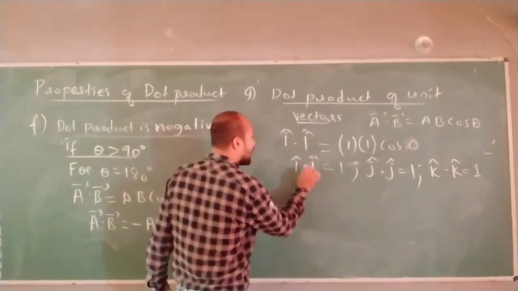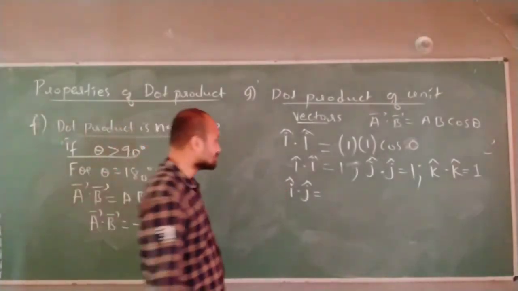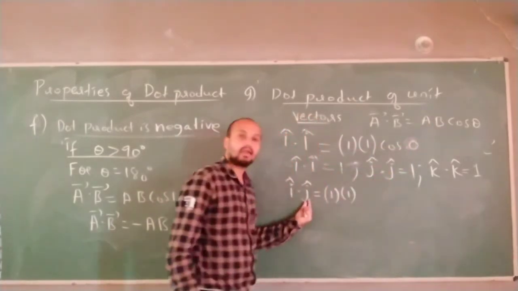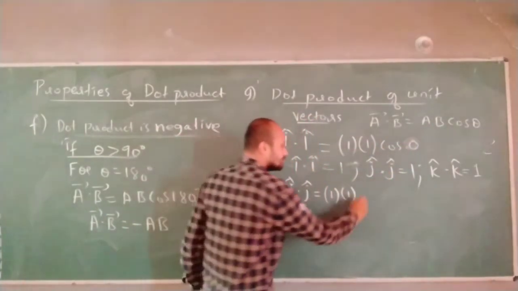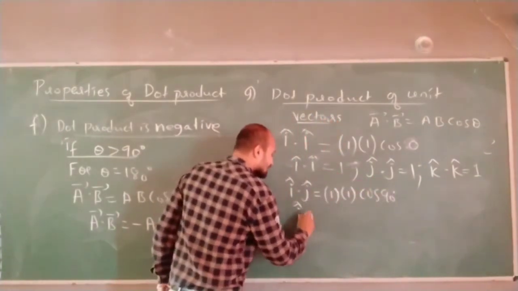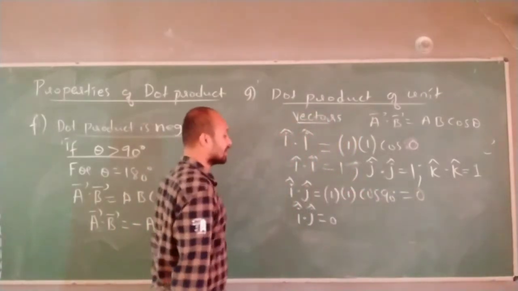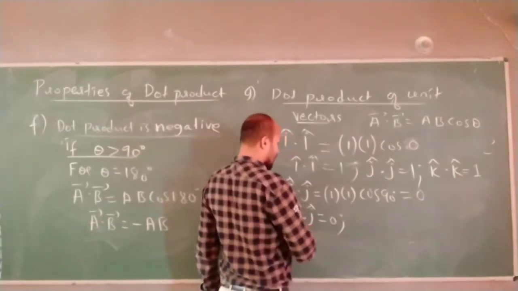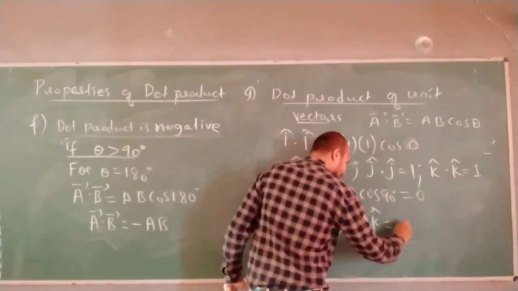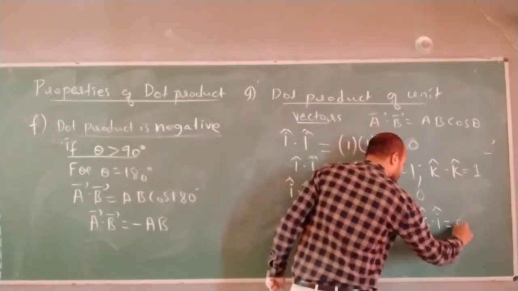Now, what happens to I dot J? I dot J, if I do, see here, 1 into 1 into, what is the angle between J vector and I vector? Cos 90. So, I dot J is equal to 0. Yes or no? In the same manner, J dot K will be equal to 0, then K cap dot I cap will be equal to 0.